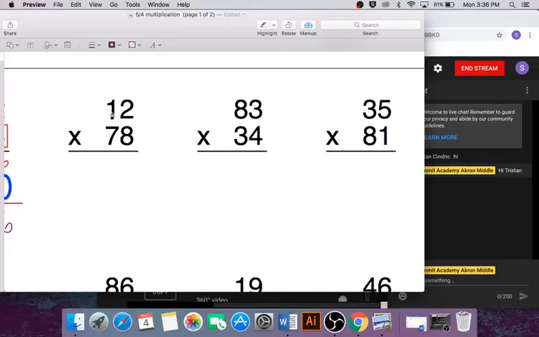On our next problem, we have 12 times 78. So we start with the 8, and we're going to do 8 times 2. 8 times 2 is 16. So we put down the 6. We carry the 1. 8 times 1 is 8. Plus 1 is 9.